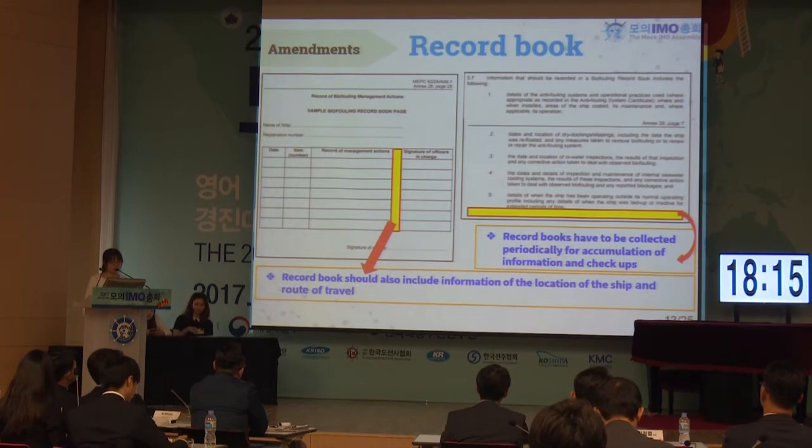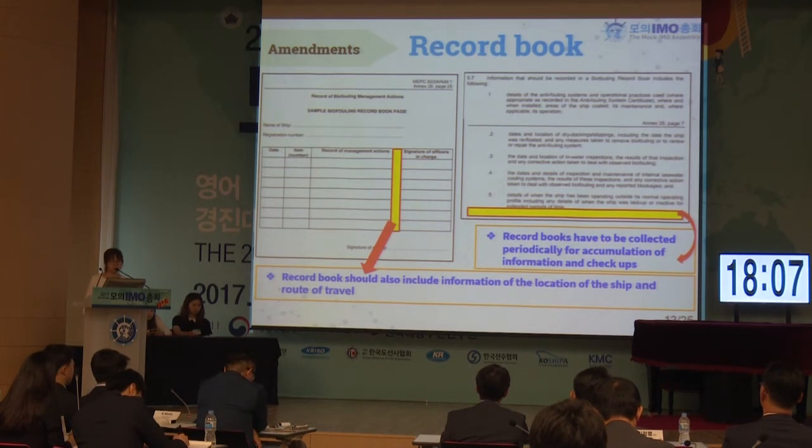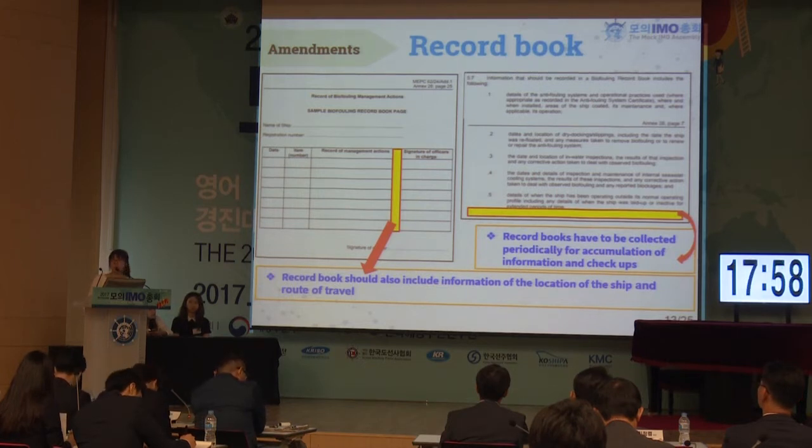Therefore, as in Article 5.8, we suggest that periodical gathering of record books be written, and the information in the record book needs to include the location and route of the ship. Collecting record books from different vessels on various routes will be the first step to solve the problem of biofouling.